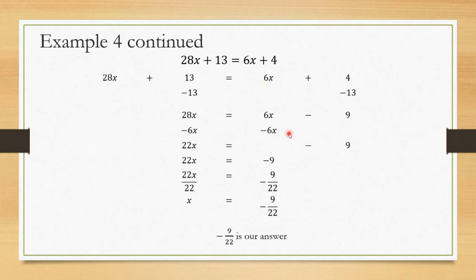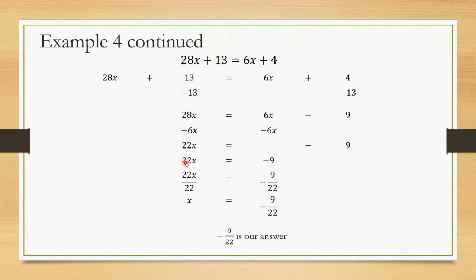Now, what can we do next? Well, again, we want to get x all alone on one side. So I'm going to subtract 6 times x from both sides, right? So on the right side, the 6 times x is gone. 28x minus 6 times x, that's 22 times x. So that's what we get here. So we have 22 times x equals negative 9.